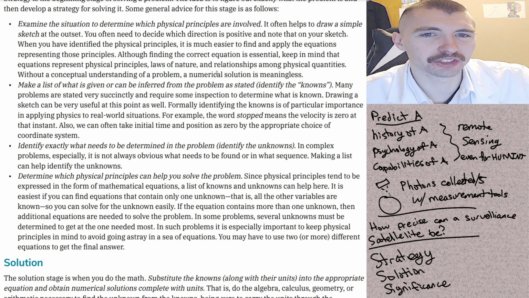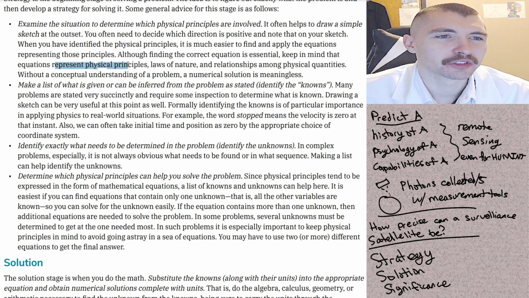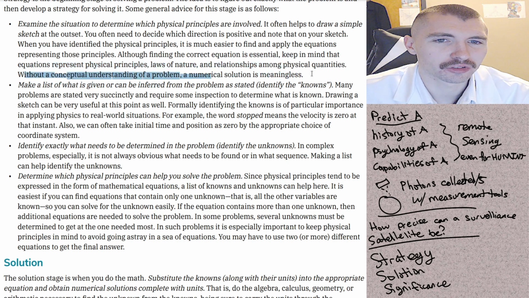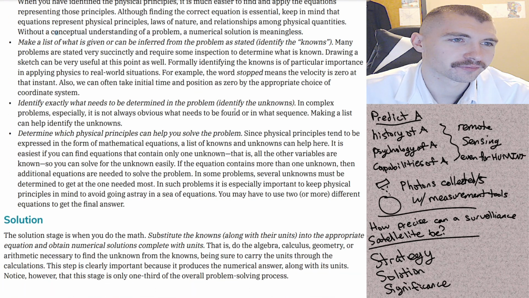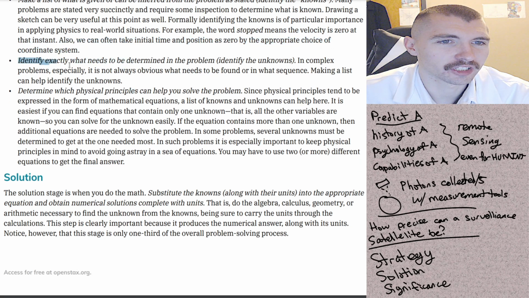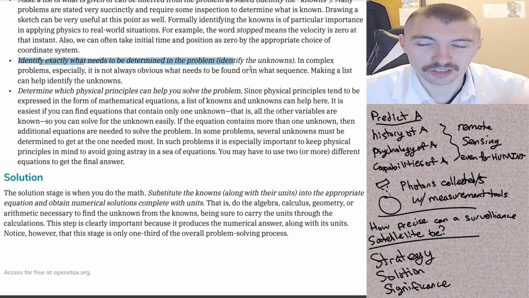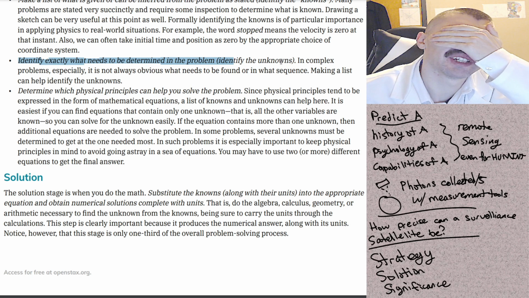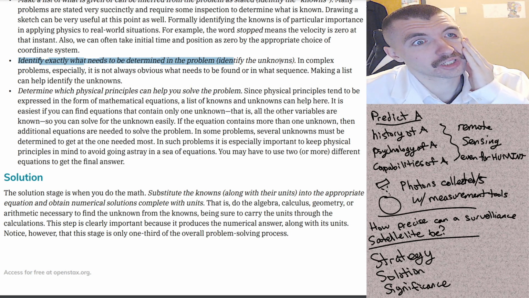Well, finding the correct equation is essential. Keep in mind that equations represent physical principles, laws of nature, and relationships. Without conceptual understanding of a problem, a numerical solution is meaningless. Make a list of what is given or can be inferred, as stated. Many problems are stated very succinctly. Alright, so identify what needs to be determined, identify the unknowns.